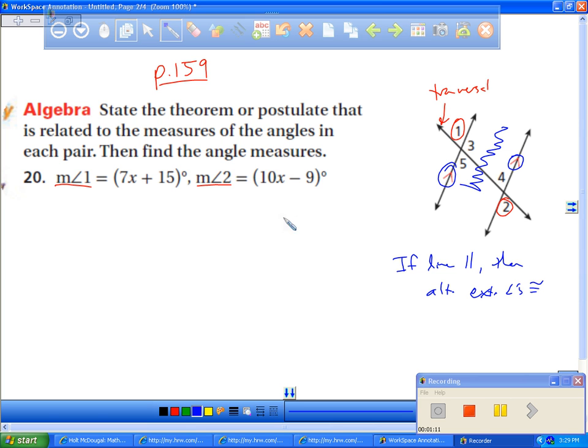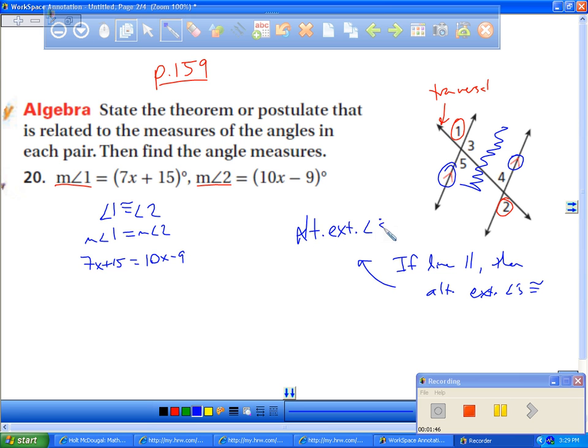So that would make angle 1 congruent to angle 2, which would make the measure of angle 1 equal to the measure of angle 2, which would make 7x plus 15 equal to 10x minus 9. So that is how you state the theorem or the postulate that is related to the measures. The theorem: if the lines are parallel, then alternate exterior angles are congruent.